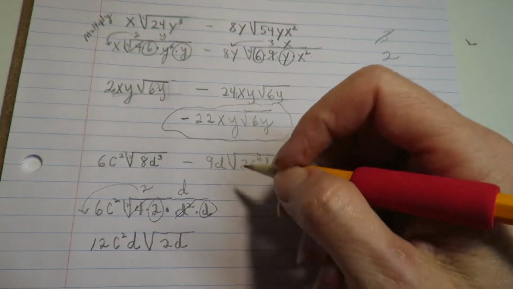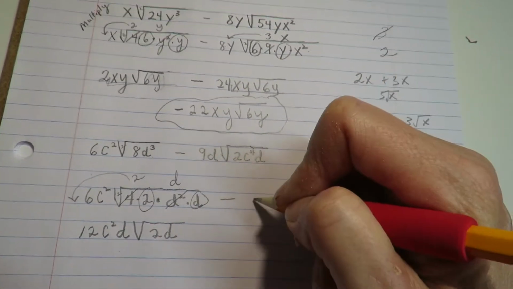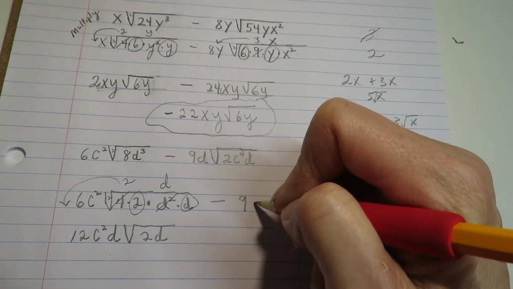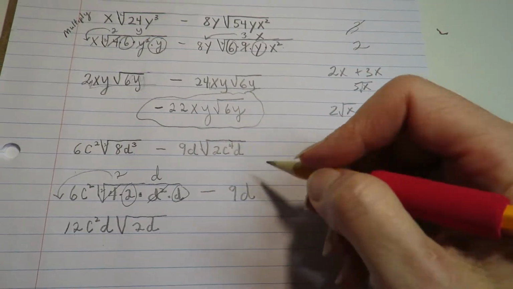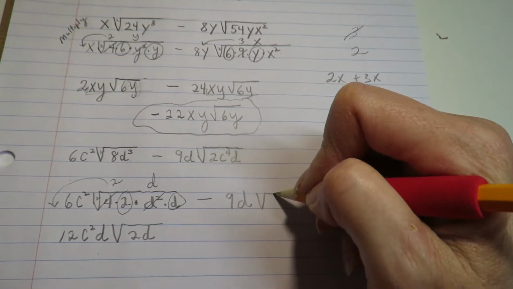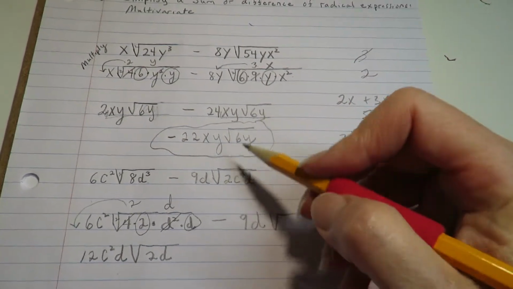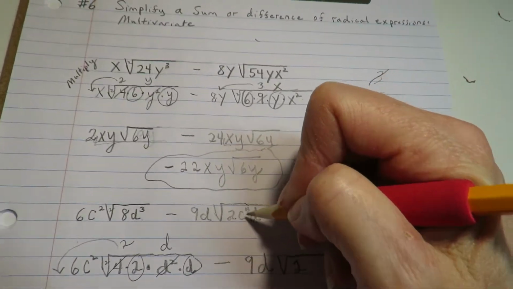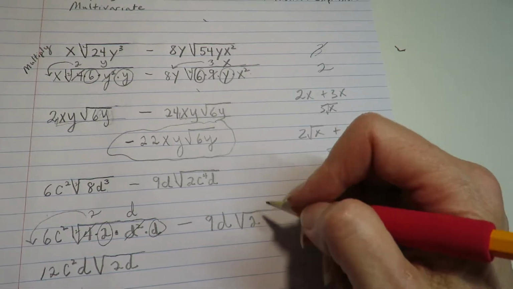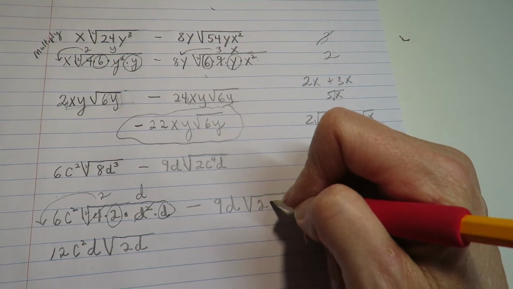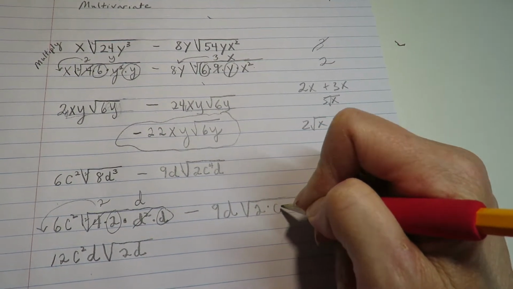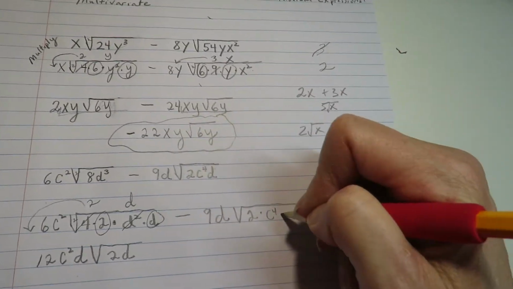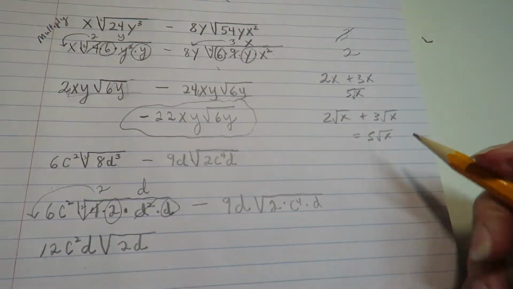Now let's look for all the perfect squares in the second part. I'm just going to write that 9d outside. Okay, let's take a look. Nothing we can do with the 2. 2, as a coefficient, is not a perfect square. That's c to the fourth. c to the fourth is already a perfect square. Okay, I didn't even really need to rewrite this because it's already broken down the way we need it.